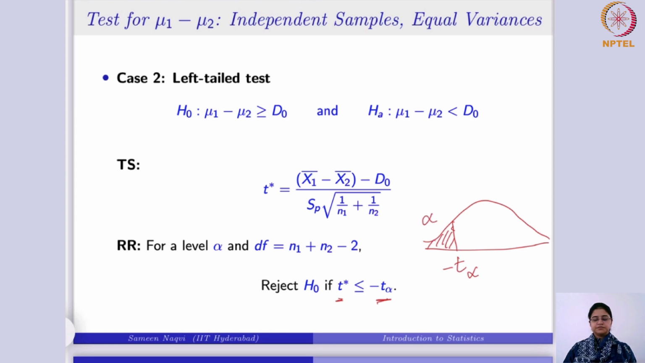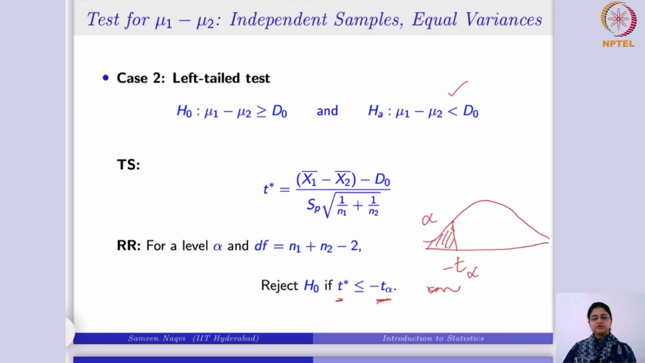Okay. So you are going to reject the null hypothesis if the test statistic that you have found under the null hypothesis is falling in the rejection region. So obviously you are going to reject the null hypothesis, and you would say that since this is less than minus T alpha, it is aligning with the alternative in fact. So that is why you would reject the null hypothesis.